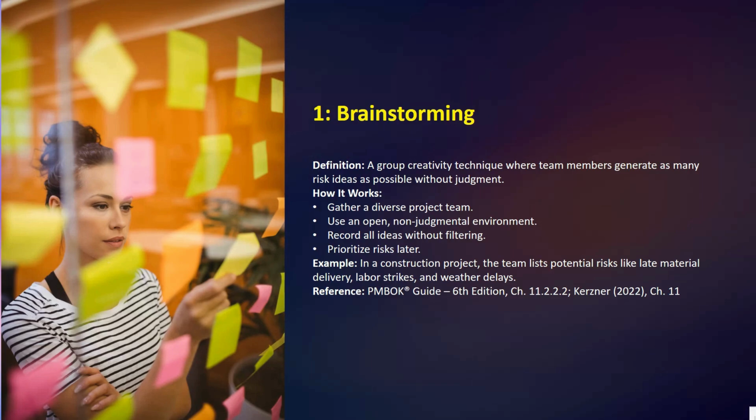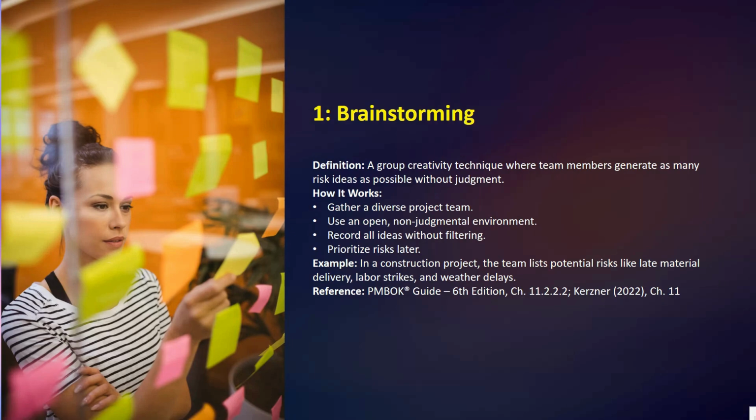Next we have the example. In a construction project, the team lists potential risks like late material delivery, labor strikes, and weather delays. You can also understand from this example. Next, you can see I have added the references from different books. You can check. I hope this is clear.